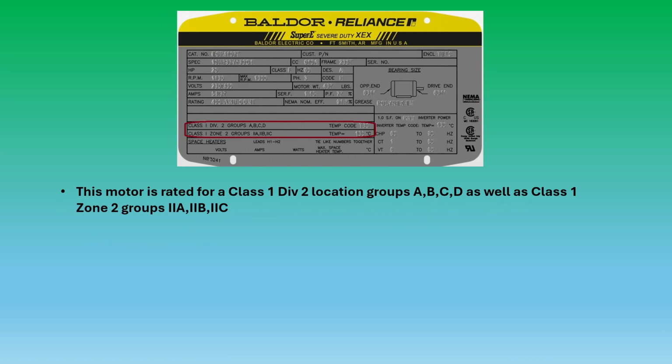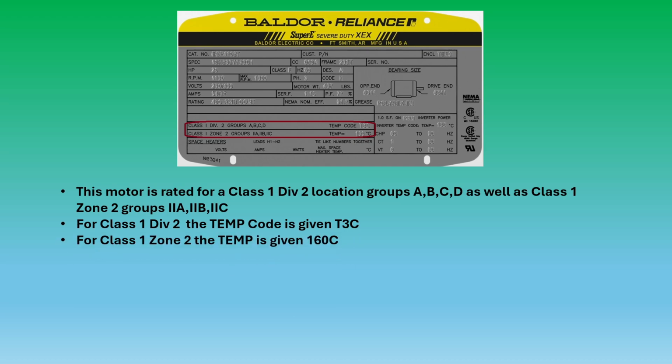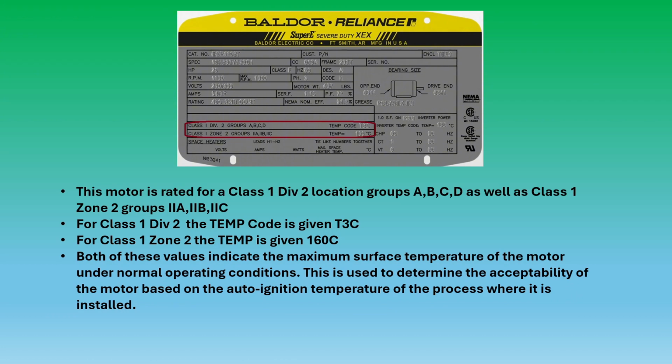This motor is rated for Class 1 Div 2 locations, Group A, B, C, and D, as well as Class 1 Zone 2, Groups 2A, 2B, and 2C. The groups are basically the type of process that we have. For Class 1 Div 2, the temp code is T3C. For Class 1 Zone 2, the temp is given as 160C. Both of these values indicate the maximum surface temperature of the motor under normal operating conditions.